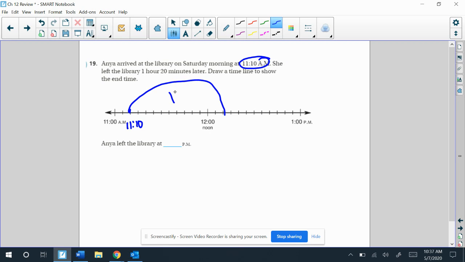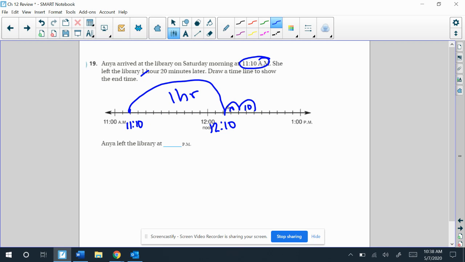1 hour. Make sure that you're labeling your time in your loops. 1 hour. Well, 1 hour, I'm not going to touch my minute hands, but I am going to add 1 hour to the hours. 11 plus 1 hour is 12. There we go. Now we're going to do 20 minutes. Okay, I can do this two ways. I can do this with 5s or 10s. I'm going to do a 10. So 10 and 20. Let's see how we did.